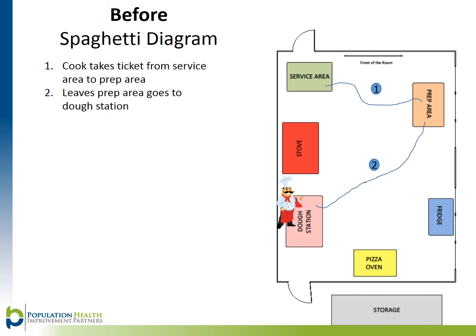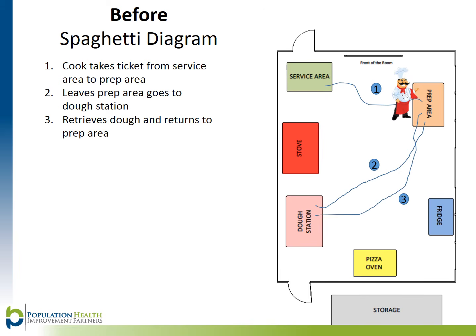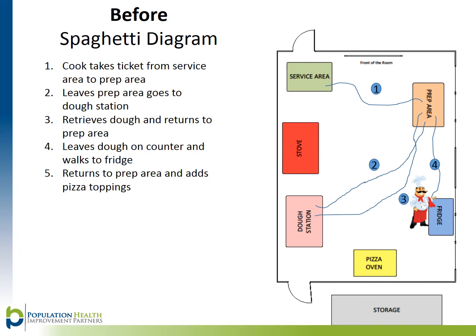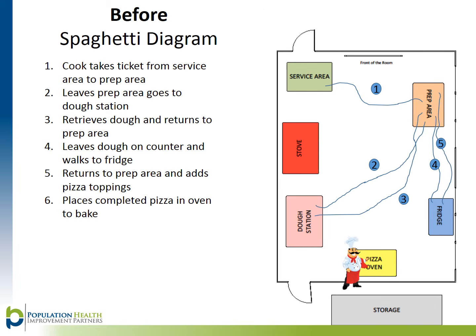Step 3. Then retrieves the dough and returns to the prep area. Step 4. Leaves the dough on the counter and walks to the fridge. Step 5. Returns to the prep area and adds the pizza toppings. Step 6. Then places the completed pizza in the oven to bake.